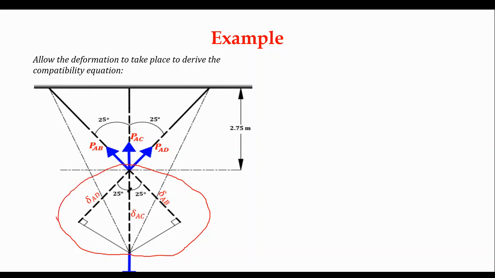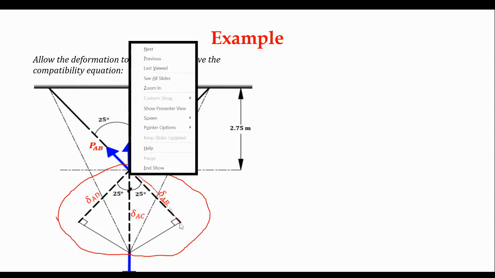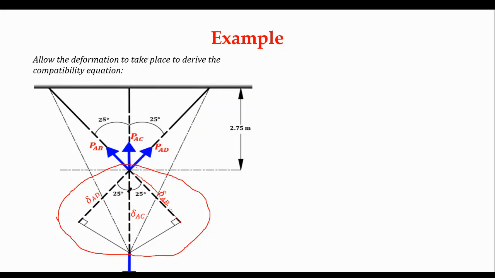So, what was done here is that this member was just extended. We call that deformation at AB. This one is also extended because of tension. We call that deformation at AD. And then this member is elongated. We call that elongation AC. Okay, how about the angle, guys? You should be able to see the angle.